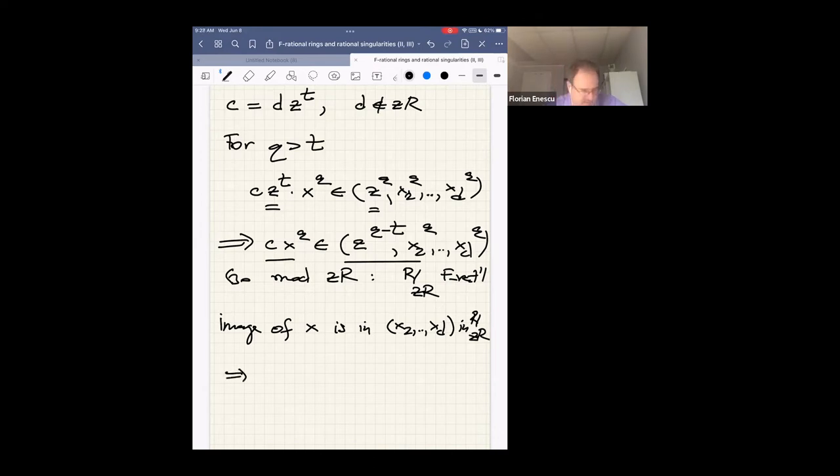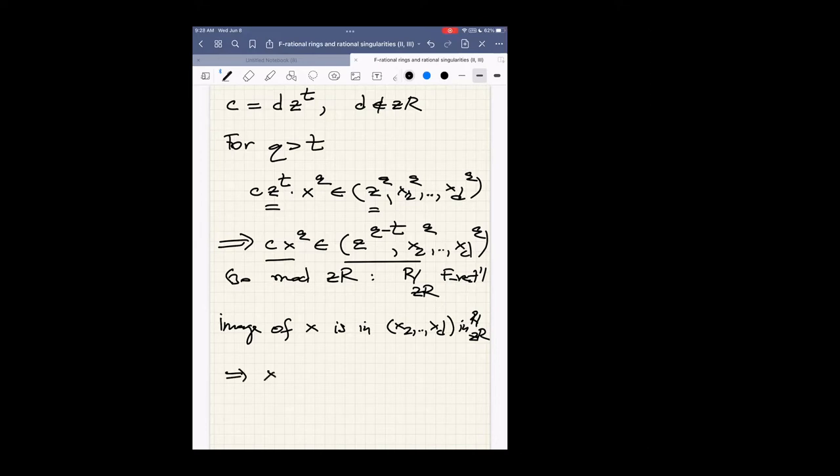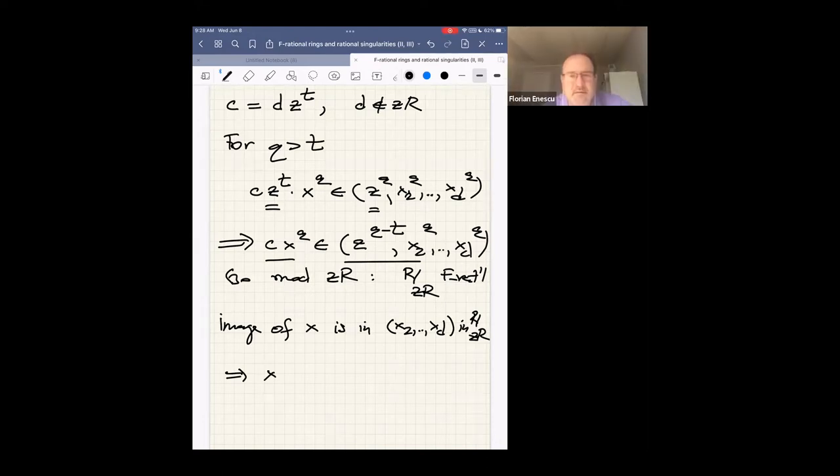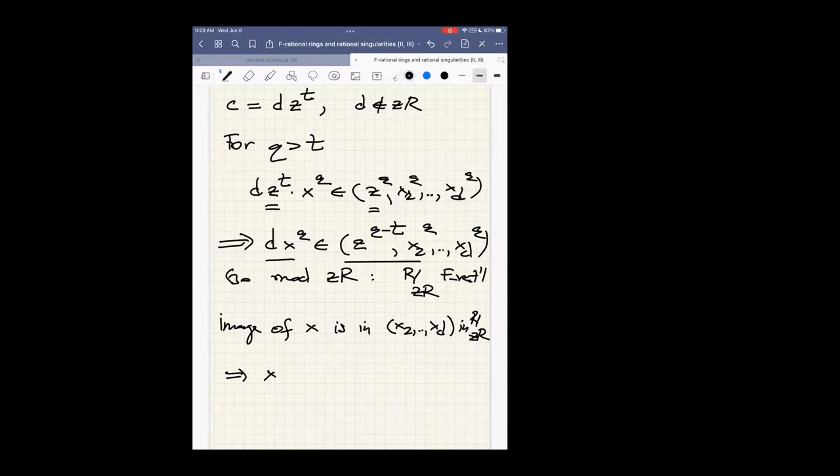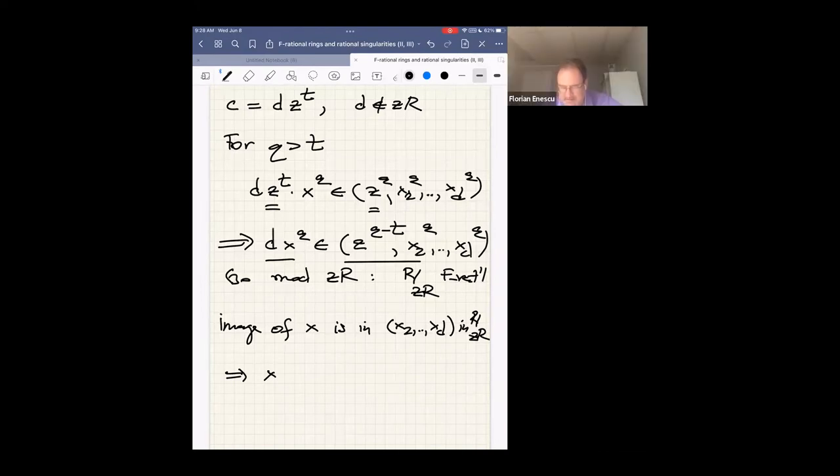So what we get... I'm sorry, I think there is a typo. Is it D times Z to the power T? Yes. Thank you. Very important. I appreciate that. This D doesn't disappear when we go mod ZR. That's why it needs to be there. So we're using essentially this part. When we go mod ZR, we need to have a tight closure relation in the quotient, and this D is non-zero. Thank you very much for the comment.